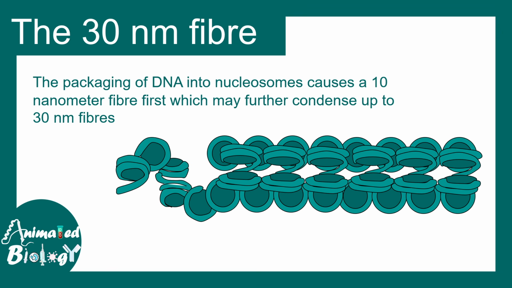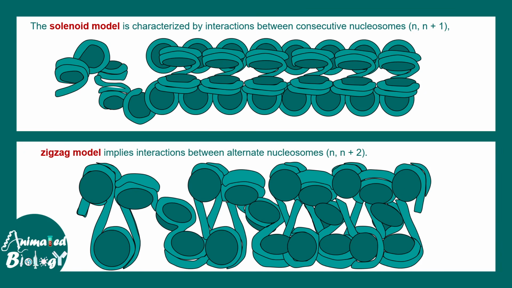The packaging of the DNA into the nucleosome causes the 10 nanometer fiber to fold and condense, forming a 30 nanometer fiber. There are different models which explain how this folding happens, like the solenoid model and the zigzag model. For example, the solenoid model is characterized by interaction between consecutive nucleosomes. That means nucleosome number n and n plus 1 would interact to form this sort of condensed structure. Whereas the zigzag model says that the interaction happens between alternate nucleosomes.